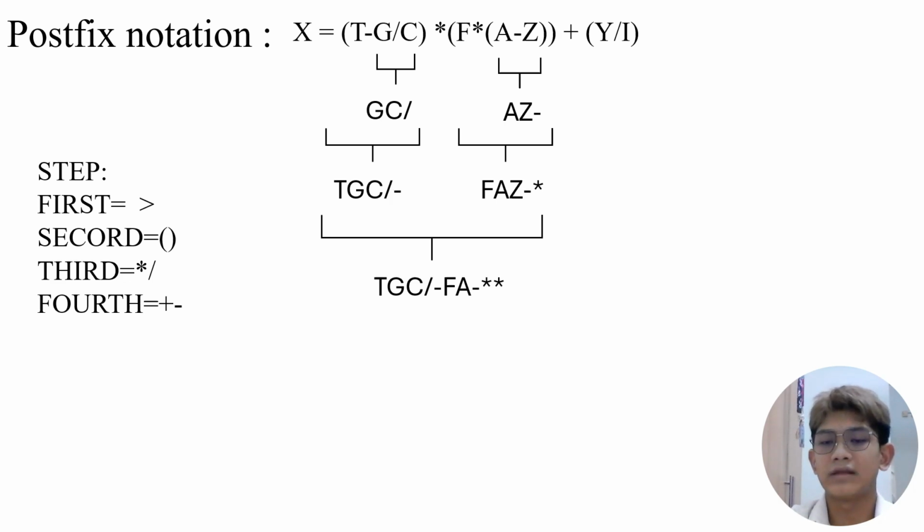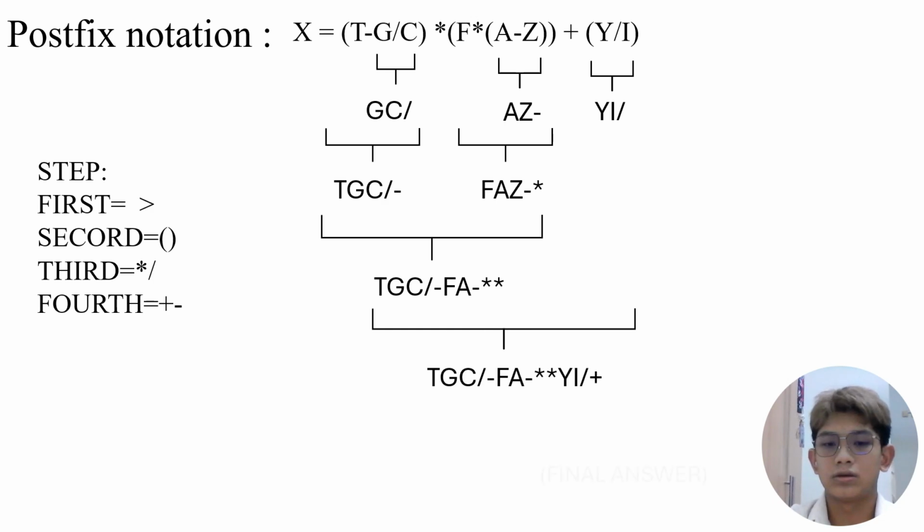So now we can see the another column is the Y and I. So Y I divide. So the last step is to combine it. So this is the final answer for that.